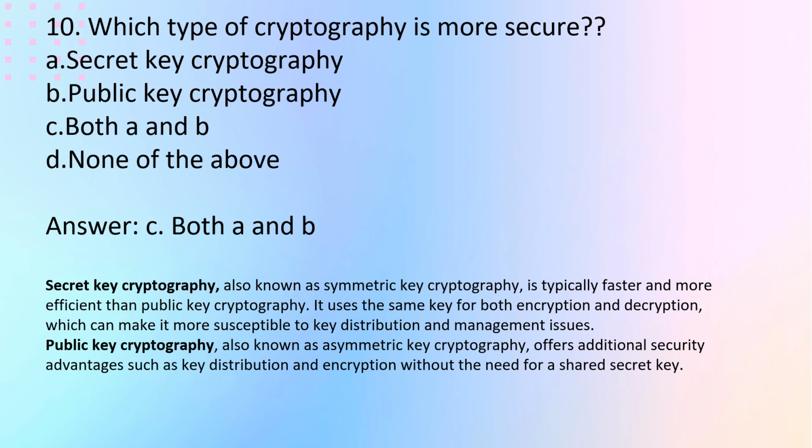Secret key cryptography, also known as symmetric key cryptography, is typically faster and more efficient than public key cryptography. It uses the same key for both encryption and decryption, which can make it more susceptible to key distribution and management issues. Public key cryptography, also known as asymmetric key cryptography, offers additional security advantages such as key distribution and encryption without the need for a shared secret key.